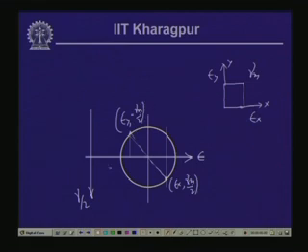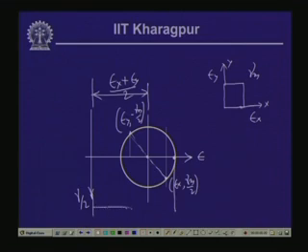Now, this is the center of the Mohr circle, which is at a distance of epsilon x plus epsilon y by 2, and this particular point gives us the maximum normal strain, which we normally denote as epsilon 1, the maximum principal strain. And as you can observe from this diagram, at this point the value of shearing strain is 0. So, along the axis where the normal strain is maximum, where we have maximum principal strain, the value of the shear strain is 0.